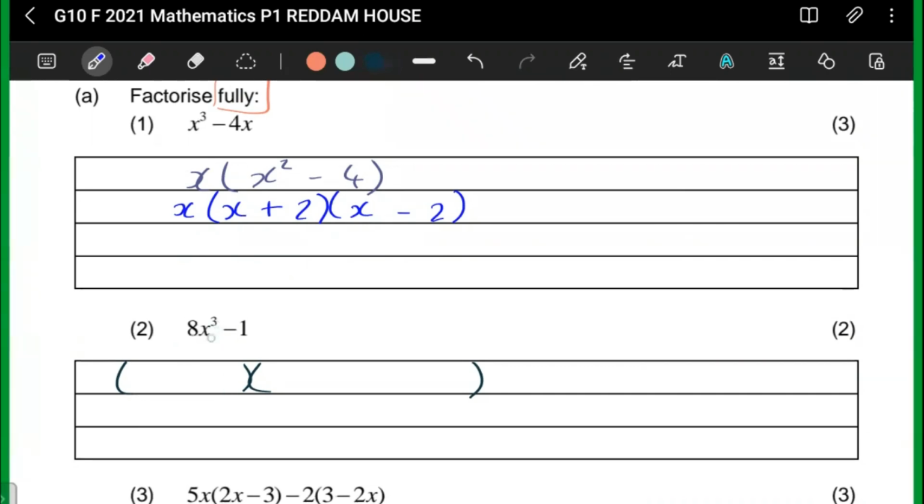But anyways, what you'll learn is, if you're going to factorize the difference of cubes, you need to get the cube root of what you have here. So you start with the number. The cube root of 8 is 2. The cube root of x cubed is x. That's what you put here. The cube root of 1 is just 1. That's what you put there.